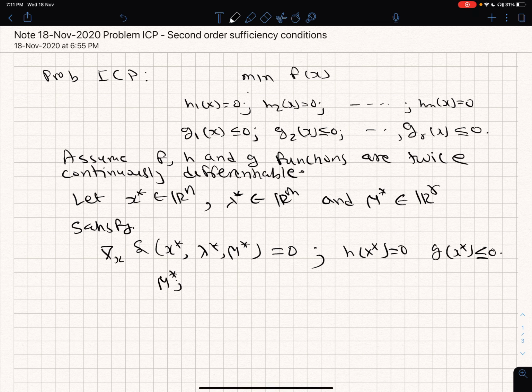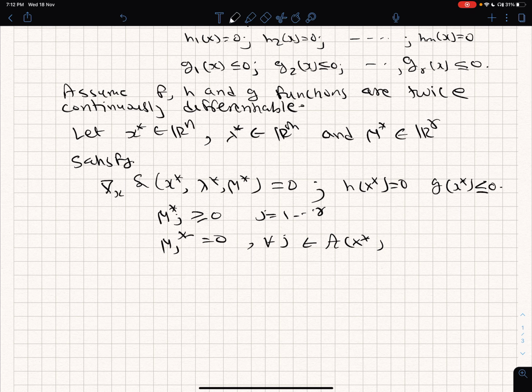All this I am just repeating what we have done in the necessary conditions. The Lagrangian multipliers with respect to the inequality constraints are all greater than or equal to 0, and Lagrangian multipliers with respect to constraints which are not in the active set are set to 0, and there we had said that the Hessian of the Lagrangian function with respect to your x variables, evaluated at x star, lambda star, mu star, has a non-negative curvature. That's what we had said there.